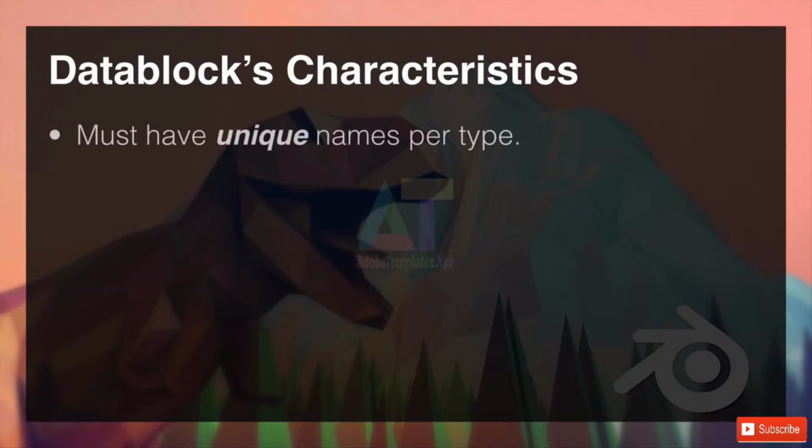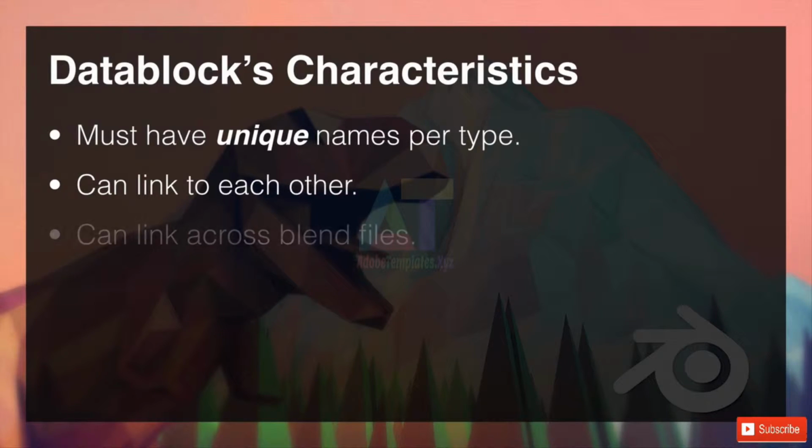Well, they must have unique names. So if you've got two things with the same name, Blender will append the usual 001 on them. Now they can link to each other, which is very powerful. They can even link across blend files, and that's going to become very important very soon.